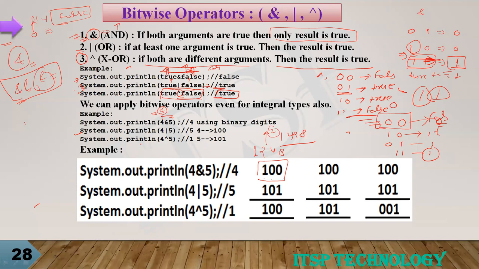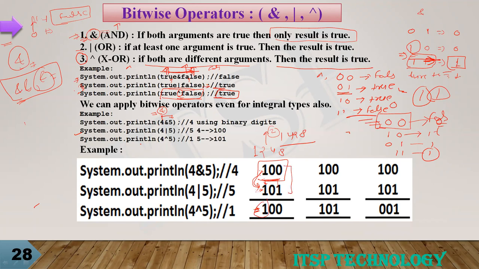And 1 0 0 and 1 0 1. 1 0 1 means 4 and 5. It's a 5, it's a 4, right? So when both bits are 1, both are same, then it will become 1. Both are same. Both arguments are true, then result will become true, means 1.